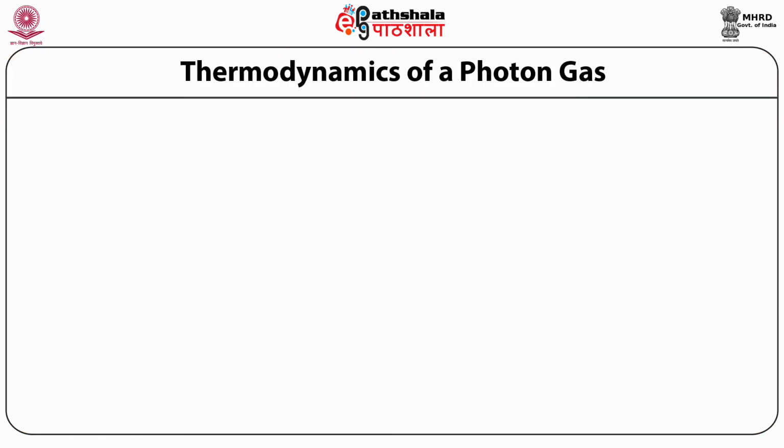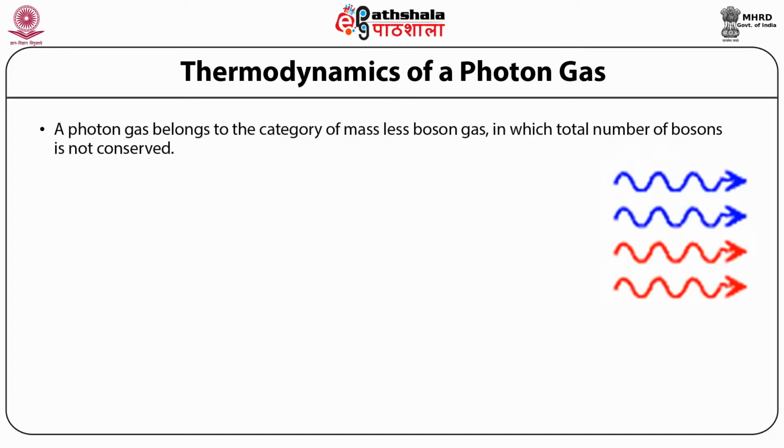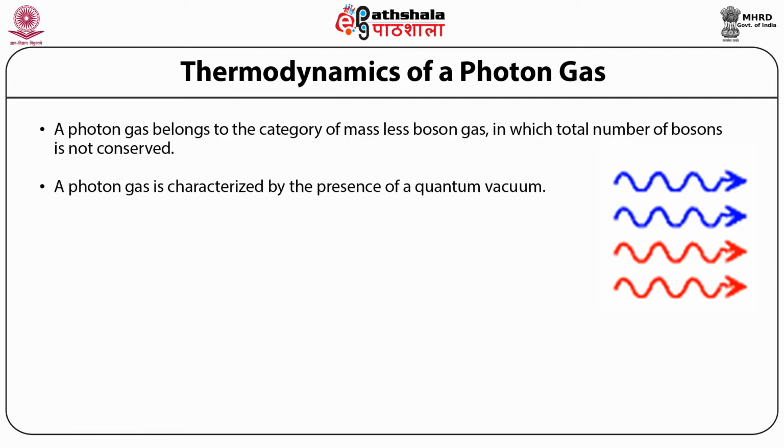Thermodynamics of a photon gas. A photon gas belongs to the category of massless boson gas in which the total number of bosons is not conserved. A photon gas is characterized by the presence of a quantum vacuum. It is a result of quantization of the electromagnetic field.